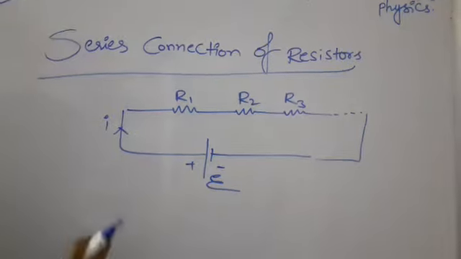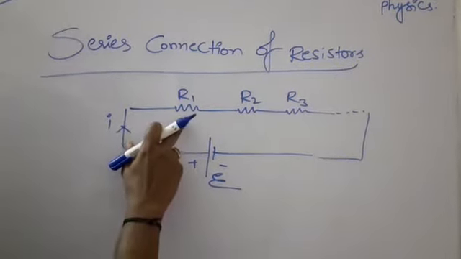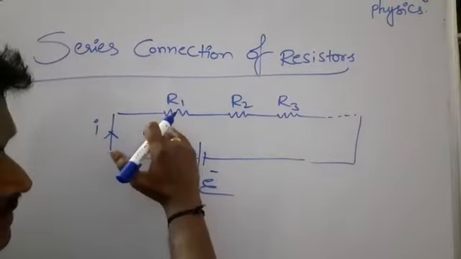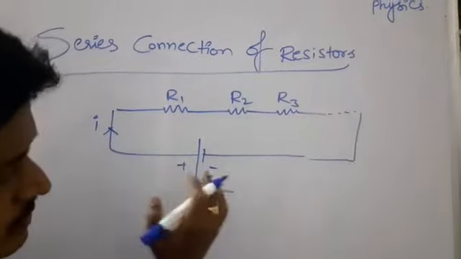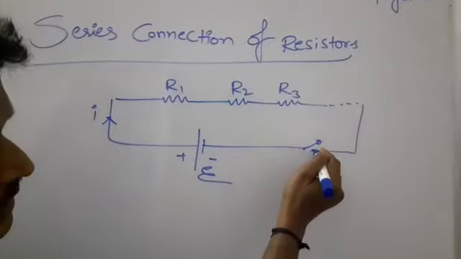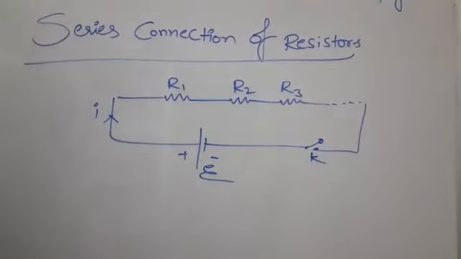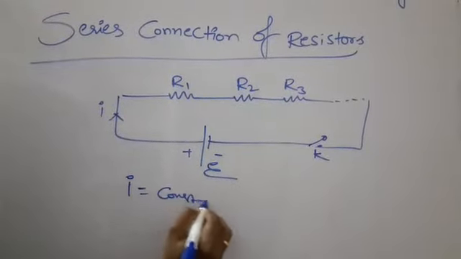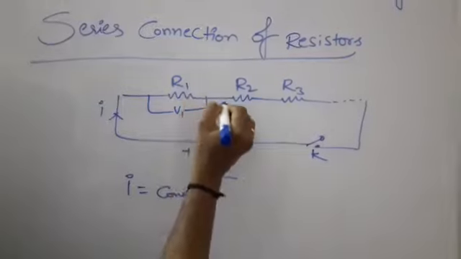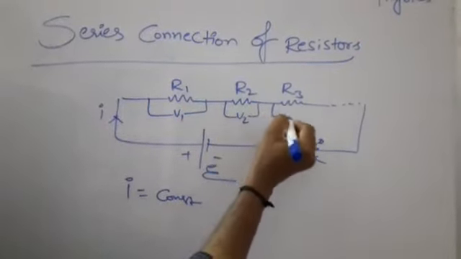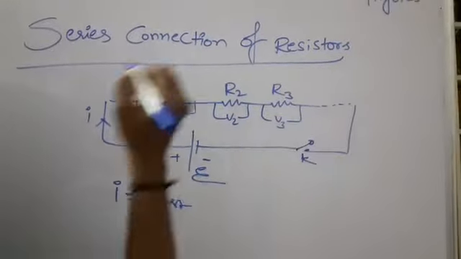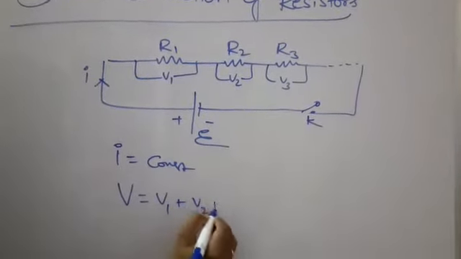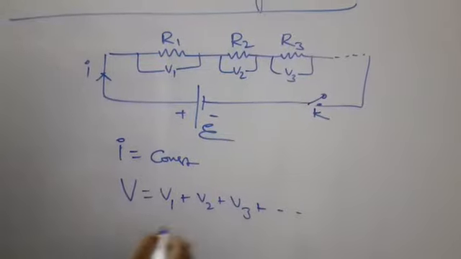Connection of resistors. Here the first resistor has resistance R1, the second R2, the third R3. Like this, the resistors are connected in series with a battery through a plug key. Then the current flowing through all the resistors is constant, but the potential difference across the different resistors is V1, V2, V3 and so on. The net potential difference is V1 plus V2 plus V3 and so on.